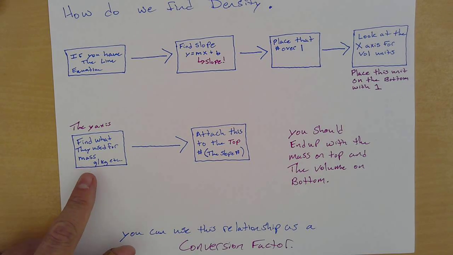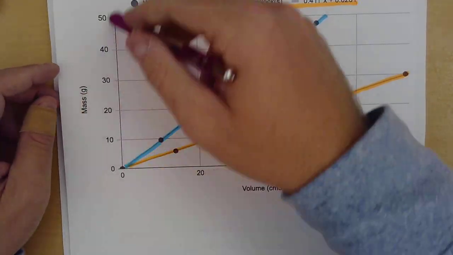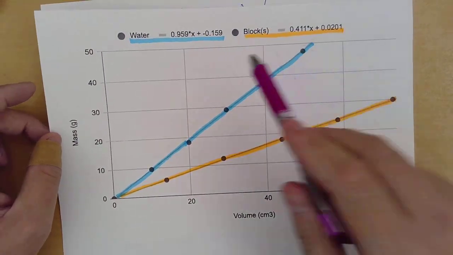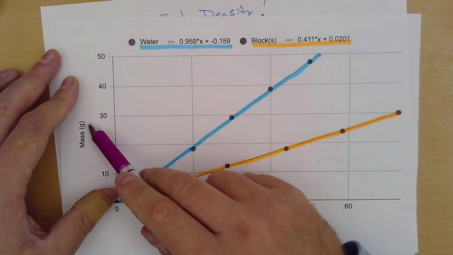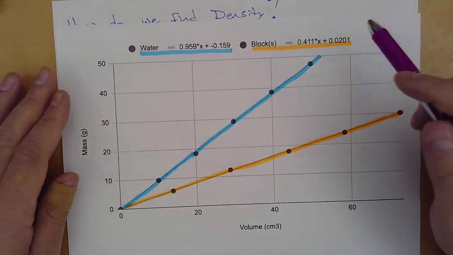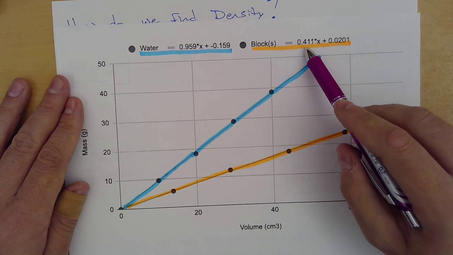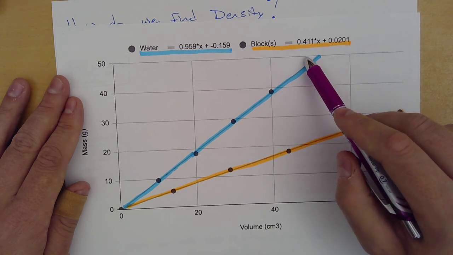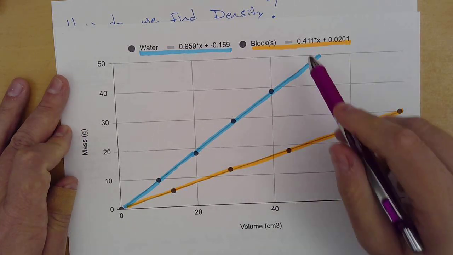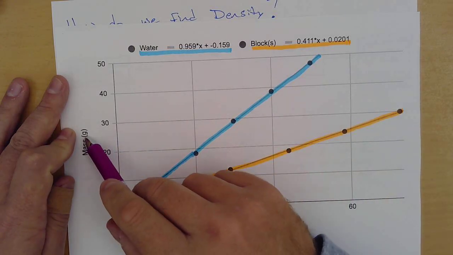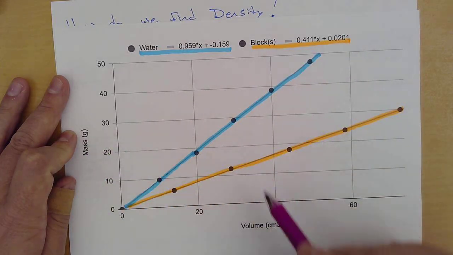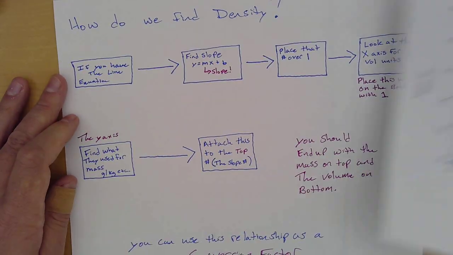Then I'm going to find out what they used for mass. On the y-axis, they used grams. So I'm going to place the grams with that number up on top. So it's 0.959 grams over 1 cubic centimeter. Let's do the same thing for the blocks. I have 0.411. I put it over 1. The 1 is attached to the cubic centimeter. Then I look at what they did for mass, and I attach that to the top: 0.411 grams over 1 centimeter cubed.